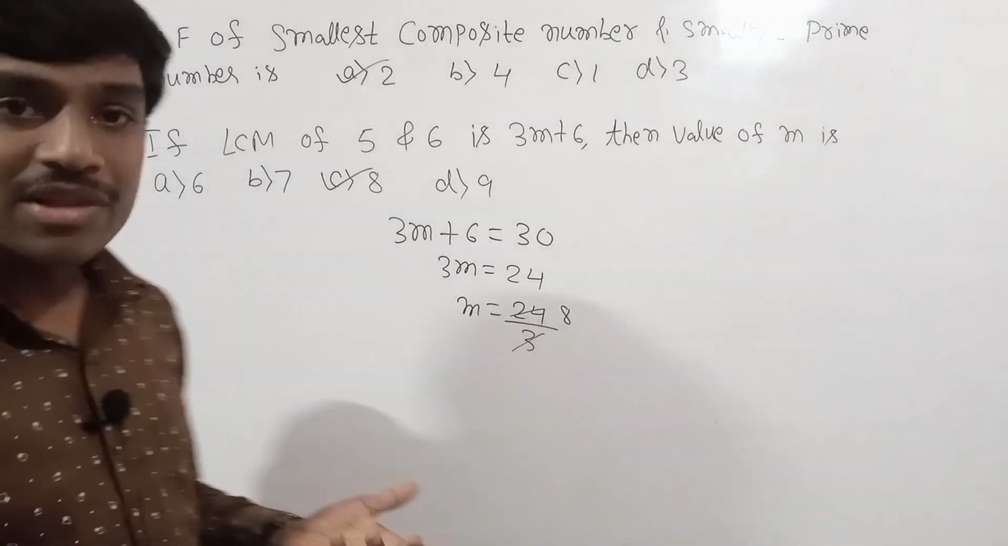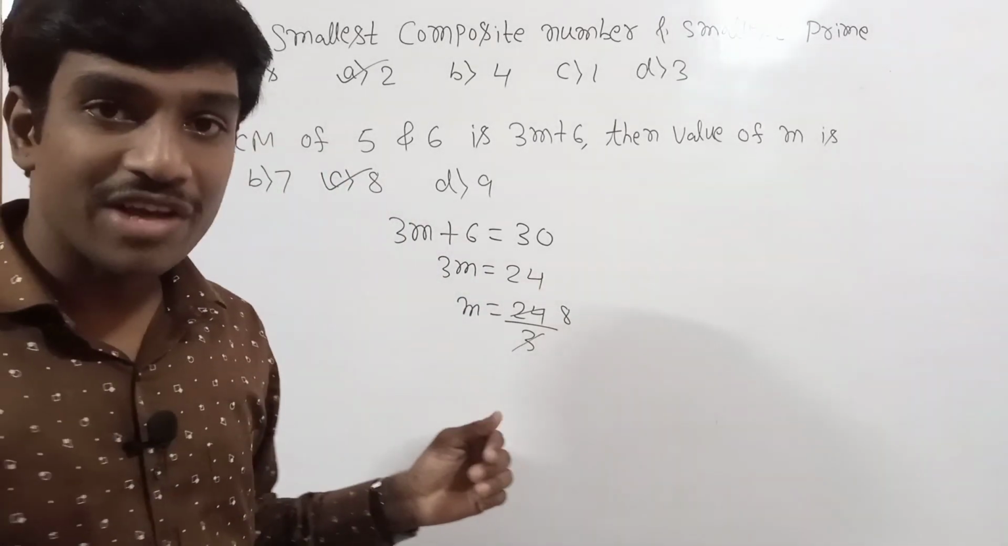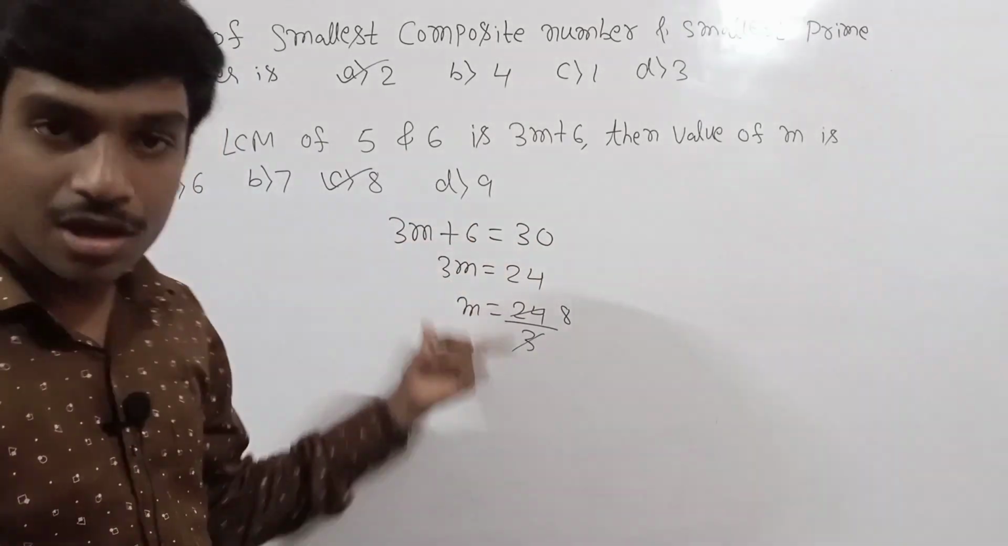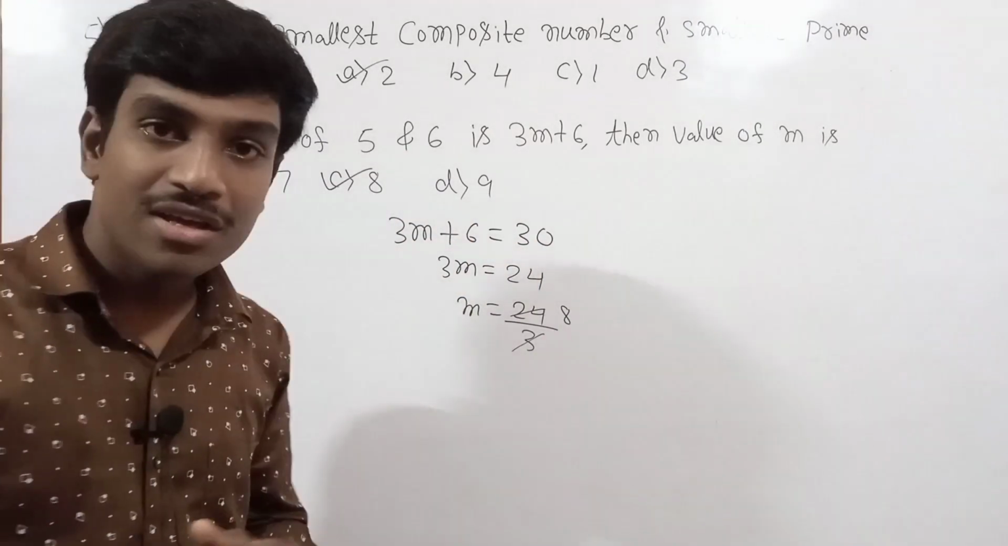The same problem they might give with HCF instead of LCM. The method is the same: find the LCM of these two numbers, equate it, and you will get the value of the given variable.